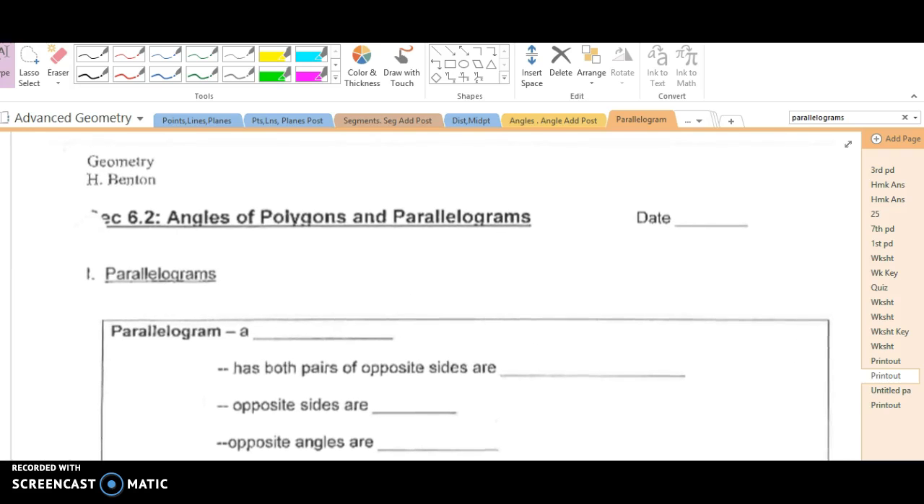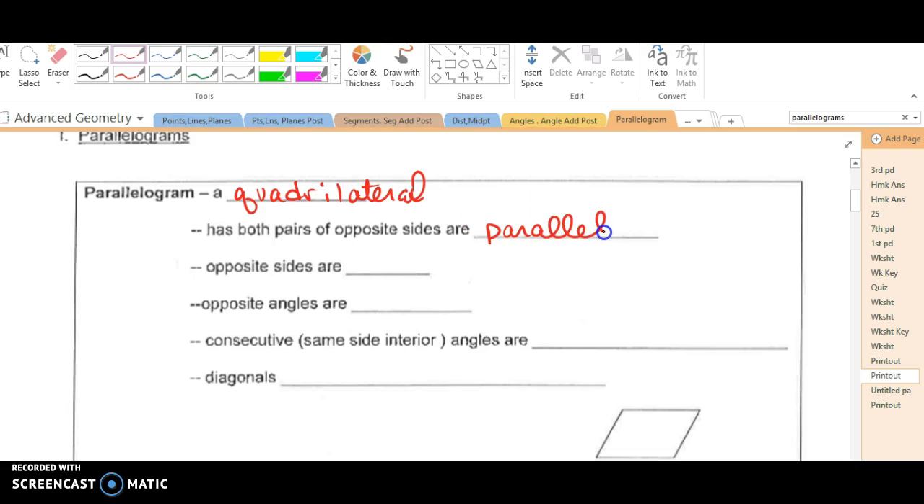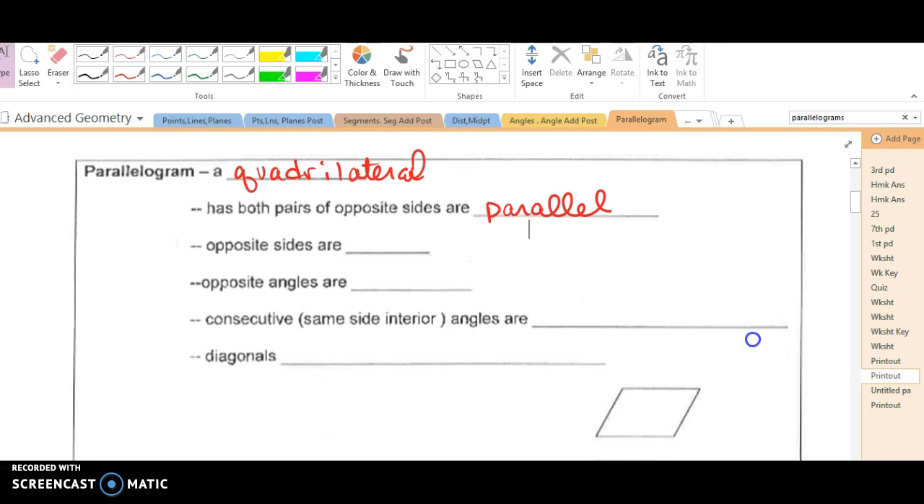So today is February, let's see, it's the 13th. Okay, so a parallelogram, we said, is a quadrilateral, has four sides, and both pairs of opposite sides are parallel. Opposite sides, you may or may not have already known this one, are the same size. They're congruent. These sides are congruent and these sides are congruent. And opposite angles are congruent.